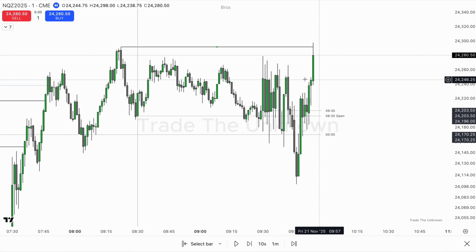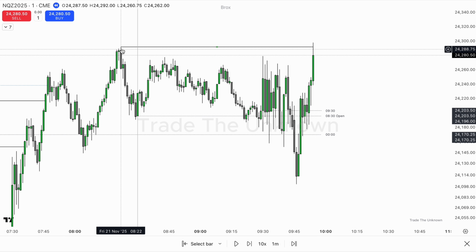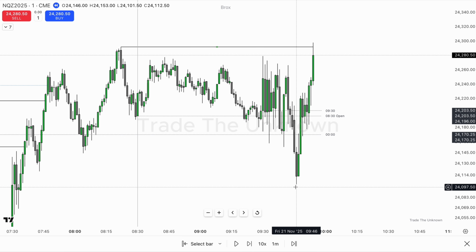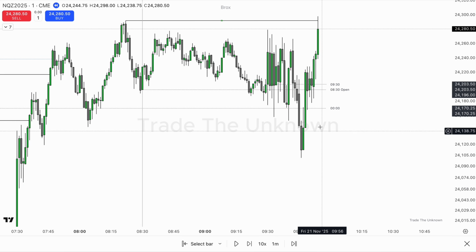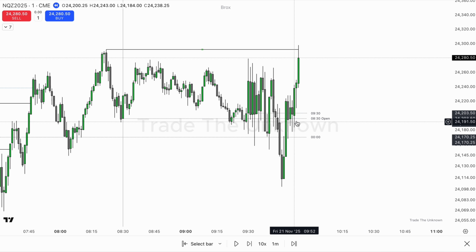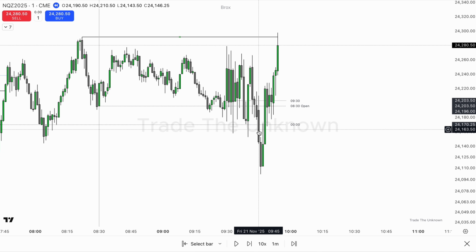Let's say, for example, we were looking to take part in this market maker buy model, where you have original consolidation all the way up here, you have manipulation down, and you have distribution. Now we want to catch this distribution leg. And even just using the 1 minute time frame, we can see right here, the imbalance we talked about right here displaces through this old swing low.